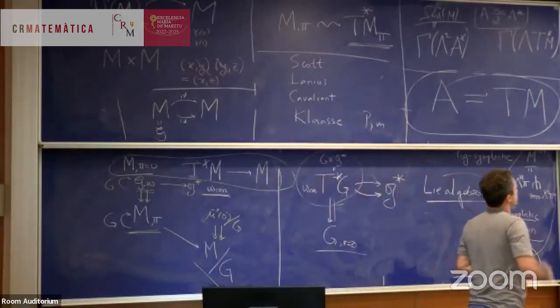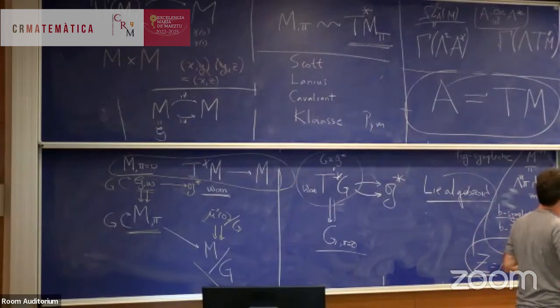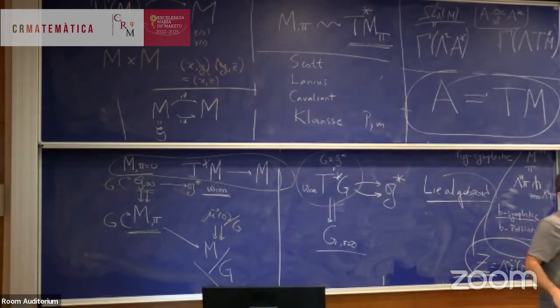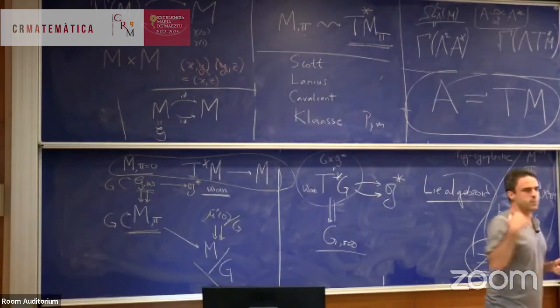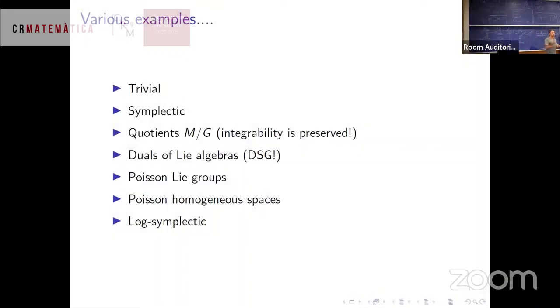So Poisson Lie groups are always integrable. That's a result of Lu and Weinstein. Poisson homogeneous spaces are always integrable. That's a recent result that I proved with David Iglesias and Jiang-Hua Lu. And log symplectic manifolds are always integrable, and you can understand their groupoids. Gualtieri and Li did that.